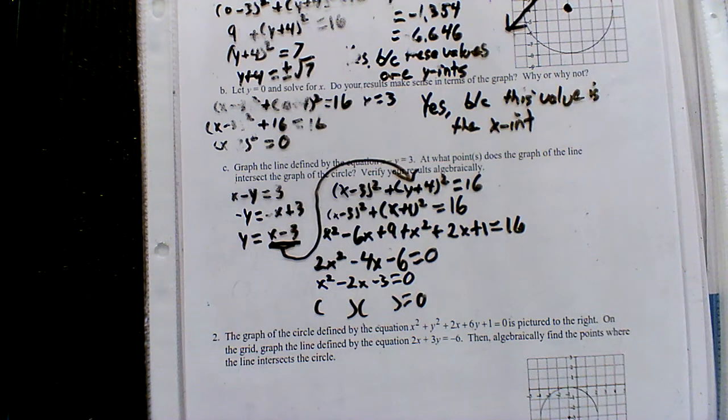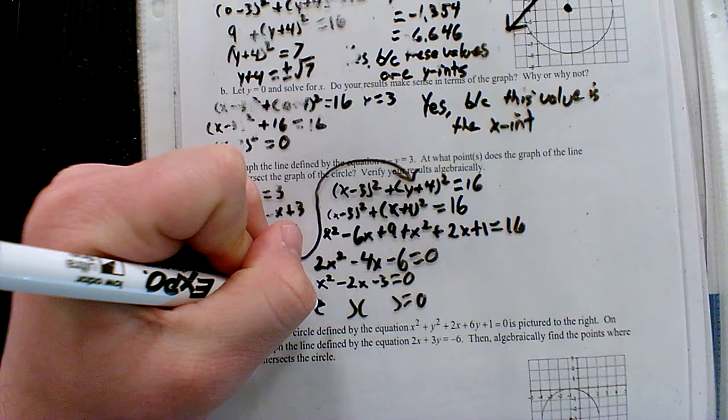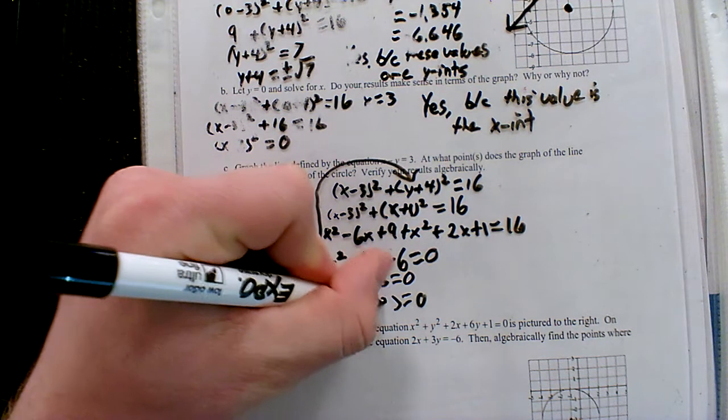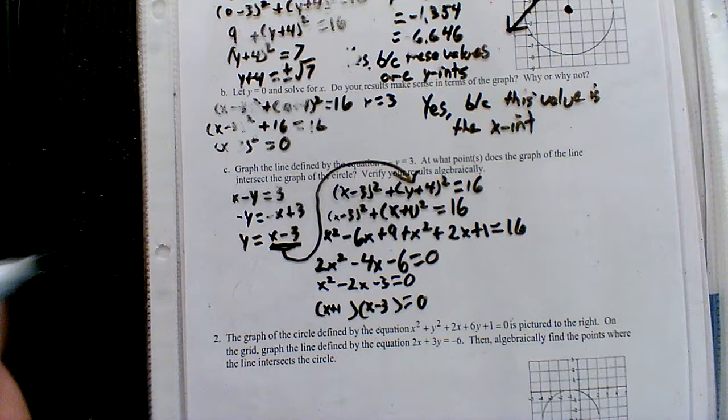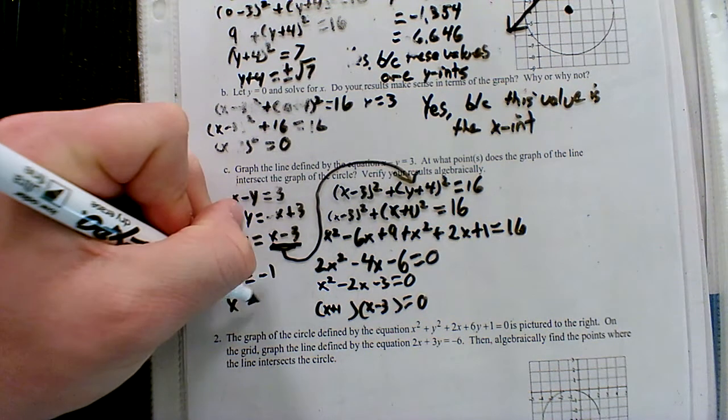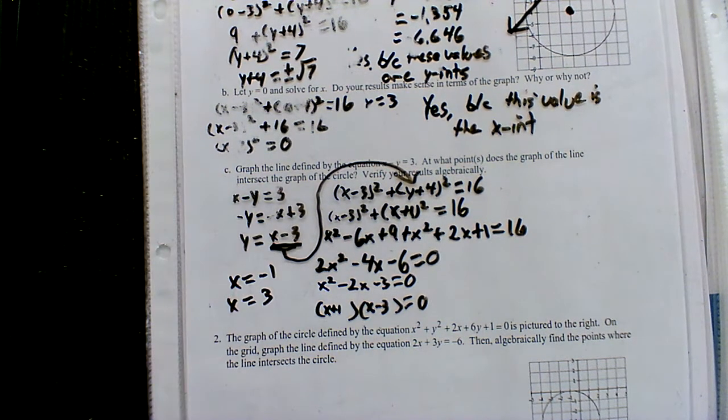Alright, any luck? Any luck factoring? Brooke? X plus what, sorry? Yep. X plus 1, x minus 3. So our x values are x equals negative 1 and x equals positive 3.